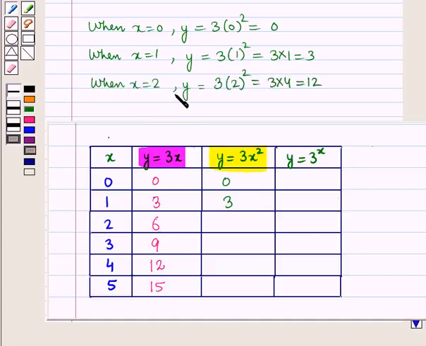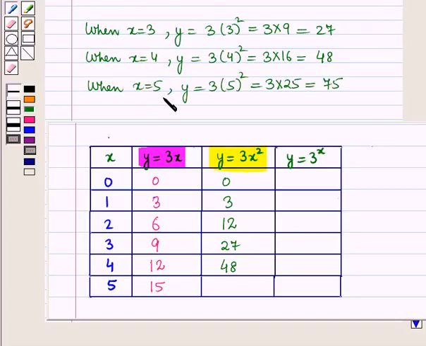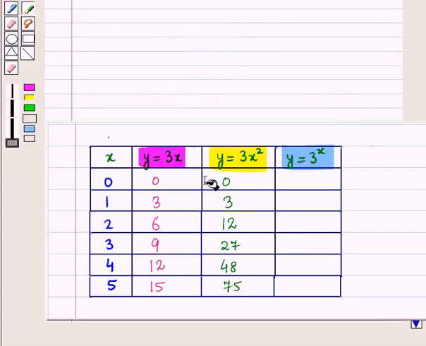When x is equal to 2, y is equal to 3 into 2 square, that is 12. When x is equal to 3, y is equal to 3 into 3 square, which is equal to 27. When x is equal to 4, y is equal to 3 into 4 square, which is equal to 48. Now when x is equal to 5, y is equal to 3 into 5 square, which is equal to 75.